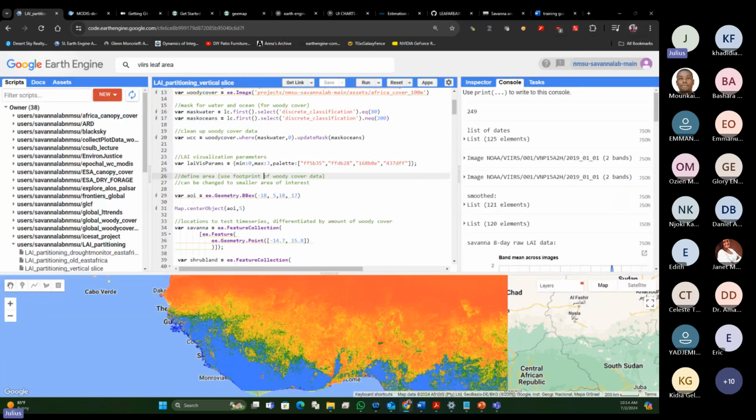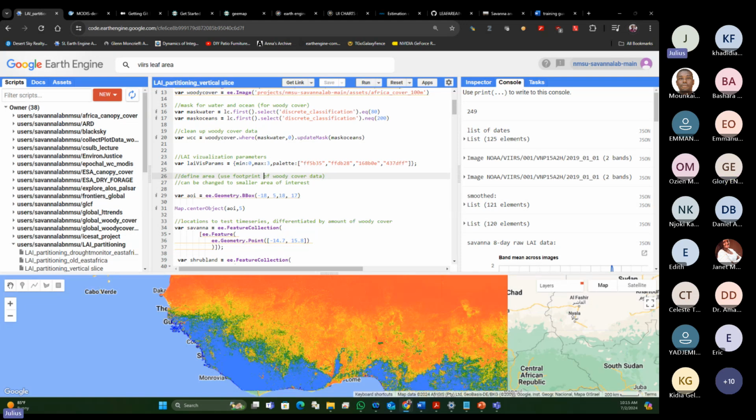What I mean by a vertical slice is that Njoki just covered the methodology for how we partition the leaf area index, going from the aggregate leaf area index to the separation of the woody and the herbaceous leaf area index. Remember that she mentioned how we use a combination of woody canopy cover estimates and an allometric relationship derived between in-canopy LAI and mean annual precipitation.